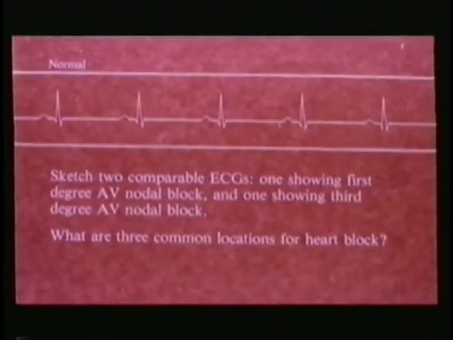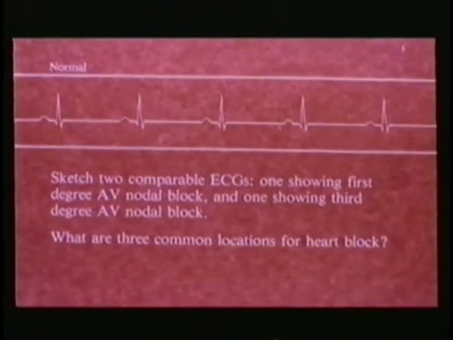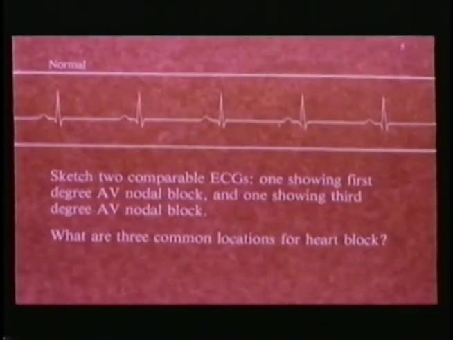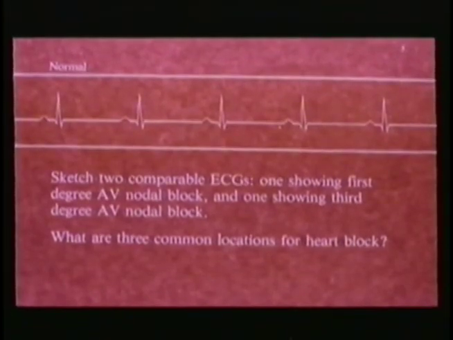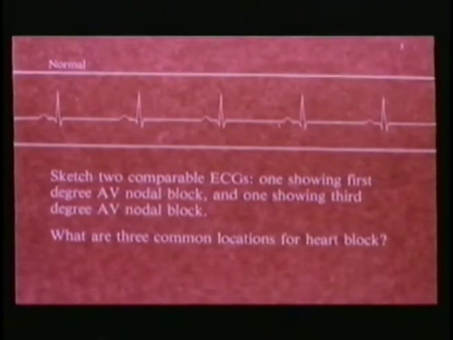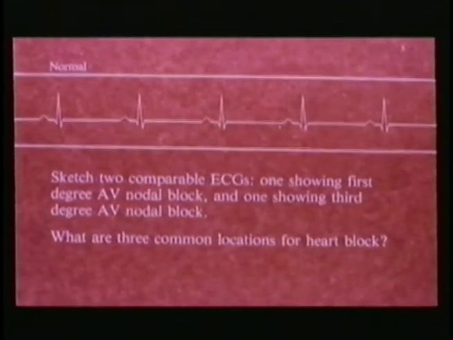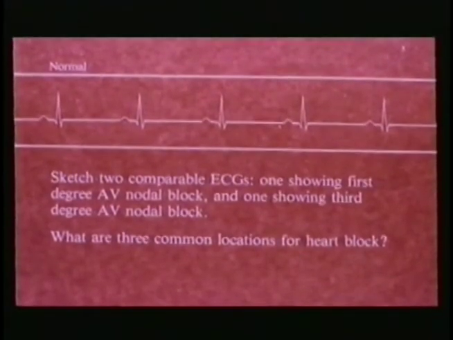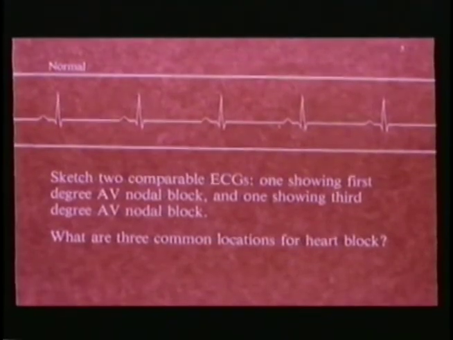5. This is an example of a normal ECG. Sketch two comparable ECGs, one showing first-degree AV nodal block and one showing third-degree AV nodal block. What are the three common locations for heart block? Please stop the tape while you answer these questions and those that follow throughout the program. Restart the tape to check your answers.